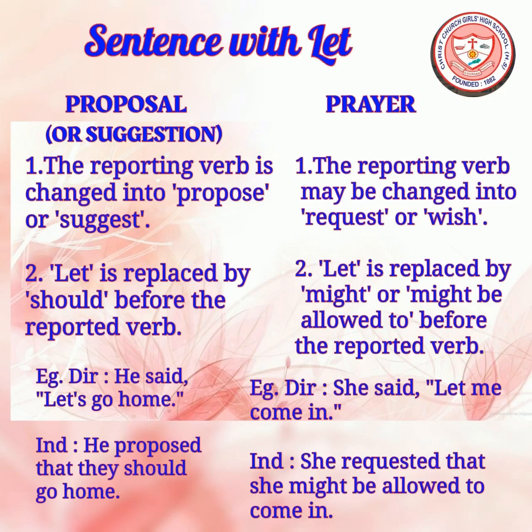Now, let's discuss the sentences that express prayer. First, the reporting verb may be changed into request or wish, and let is replaced by might or might be allowed to before the reported verb. For example, she said, "Let me come in." So it's a request. So we will write, she requested that she might be allowed to come in. So these are the rules of changing the mode of narration for the sentences with let.